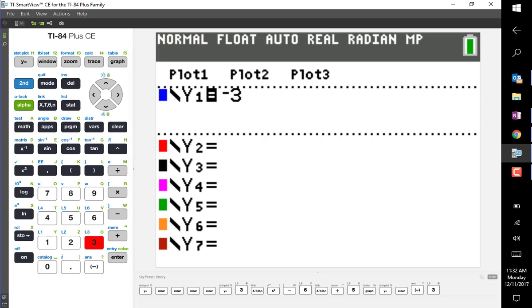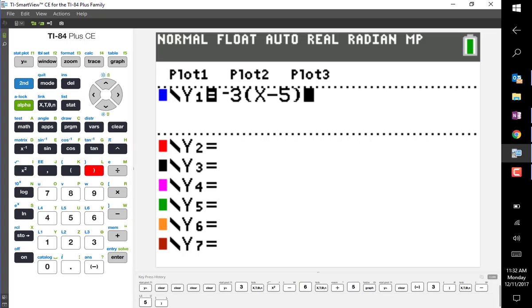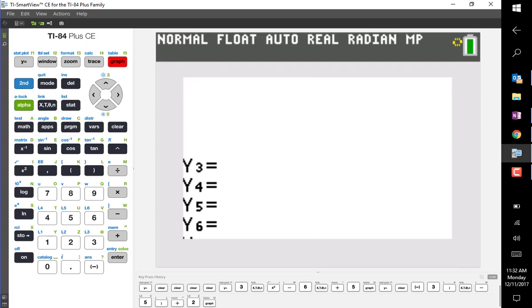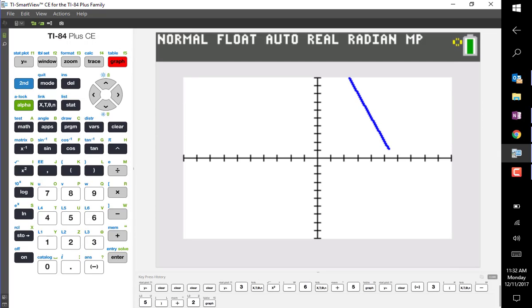So I have -3 parentheses x minus 5 plus 2. I'll leave it up there for a second to make sure that you got that. Now careful, this is a -3. Sometimes if it ever says syntax error, just press go to and it'll tell you where the error is. Press graph and look at what we get.